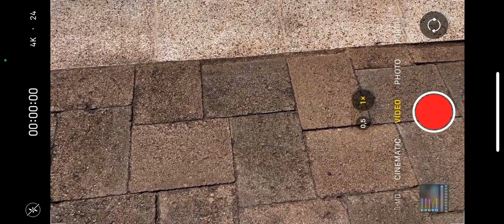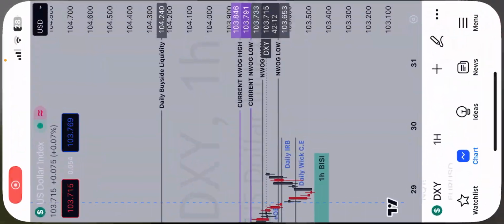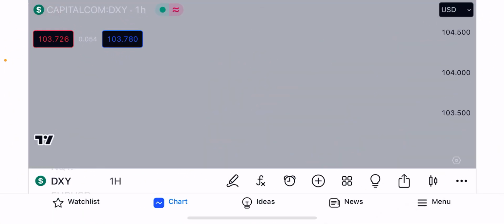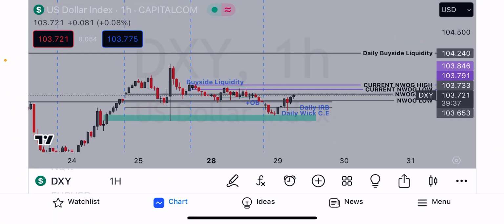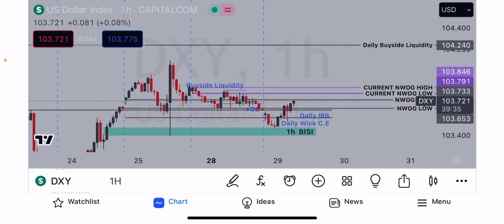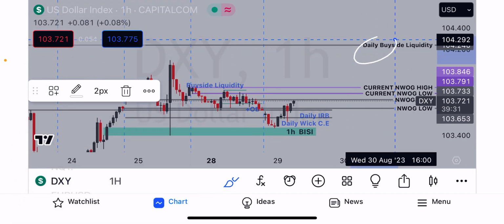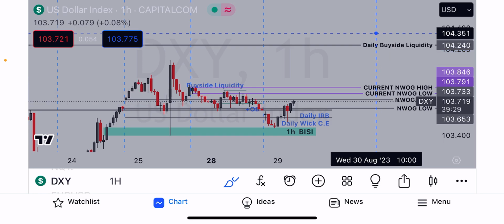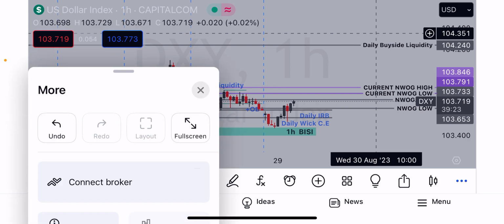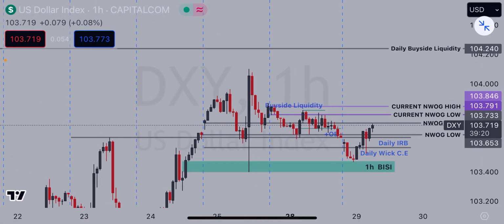So I'm gonna show you guys now the trade, right? This is dollar on 1 hour. On DXY I'm bullish, and this is my weekly target, or weekly objective, right? So let's just go to smaller time frames and see.